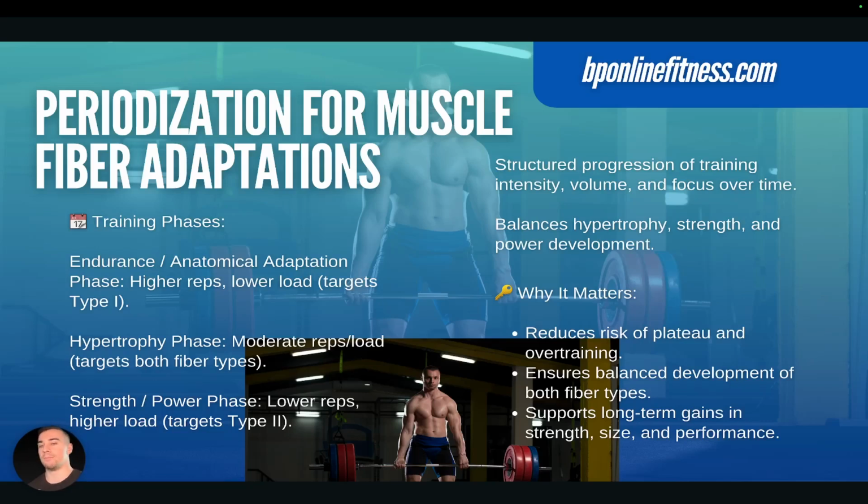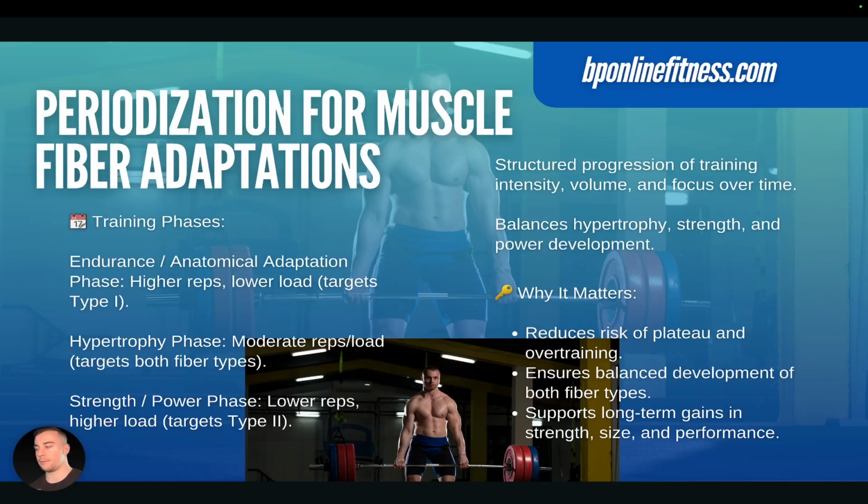Hypertrophy phase would be moderate reps as well as load, and this is targeting both muscle fiber types. Strength and power phase is lower reps, higher load, which targets primarily type 2 muscle fibers. So you're seeing a difference in what's being engaged here. Structured progression of training intensity, volume, and focus over time balances hypertrophy, strength, and power development. Again, go through phases in your workouts.